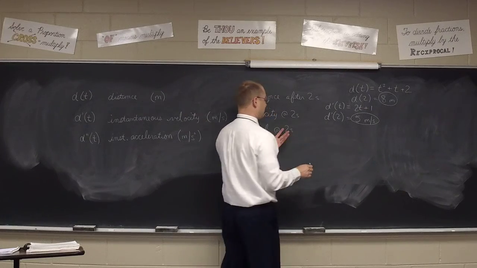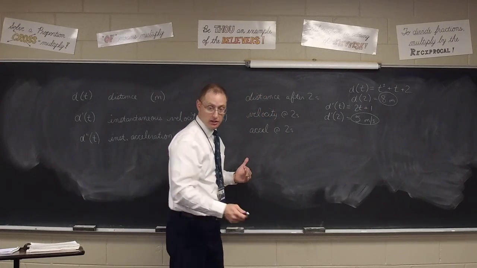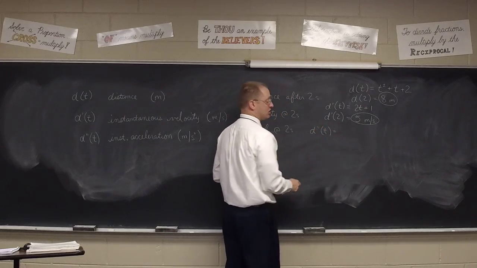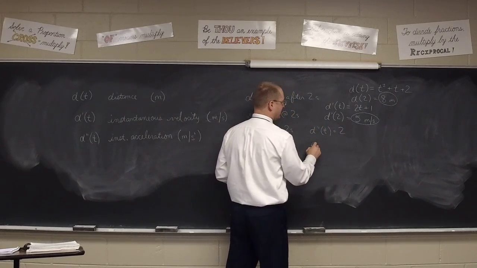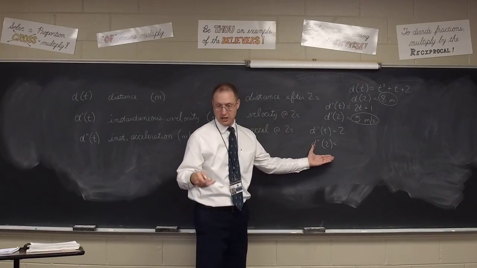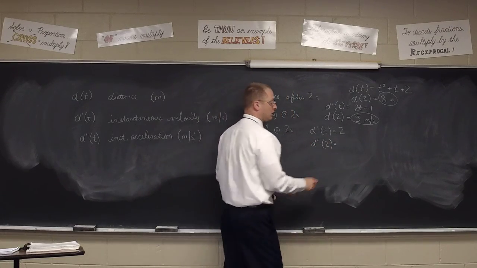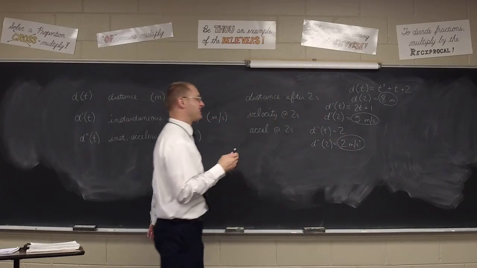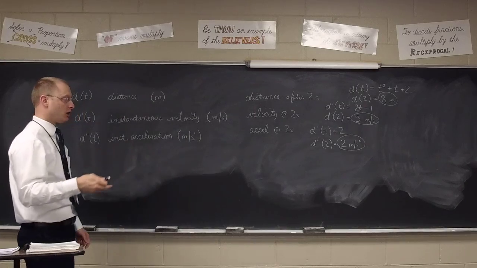Well, to find acceleration, we need the second derivative. So we need to first find d double prime of t, Jamie, which is just 2. And that tells us as we find d double prime of 2, though it'd be d double prime of anything, it's a constant acceleration at 2 meters per second squared. So every second it's getting 2 meters per second faster and faster.